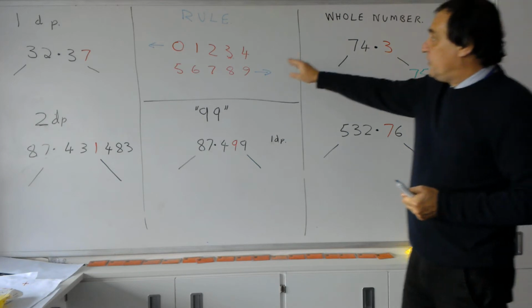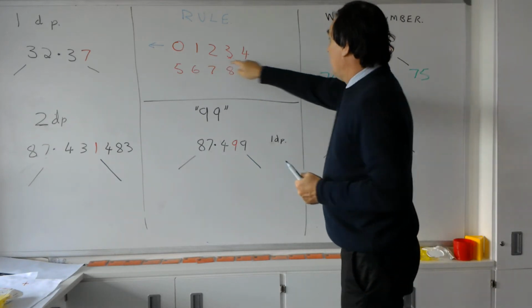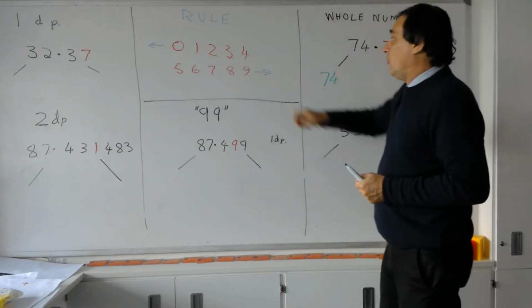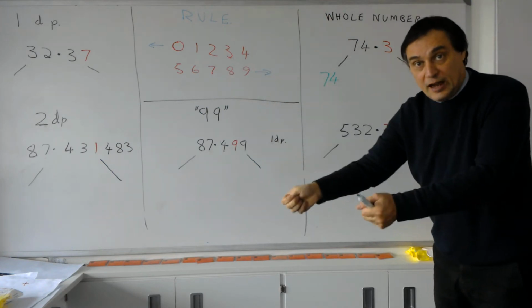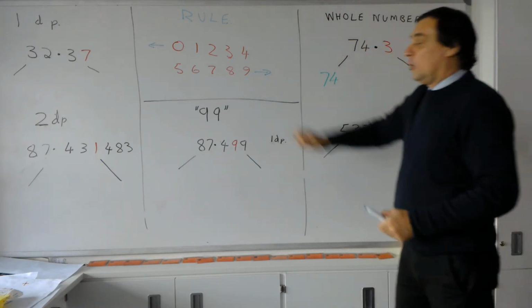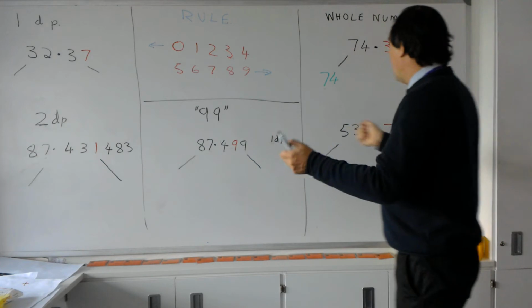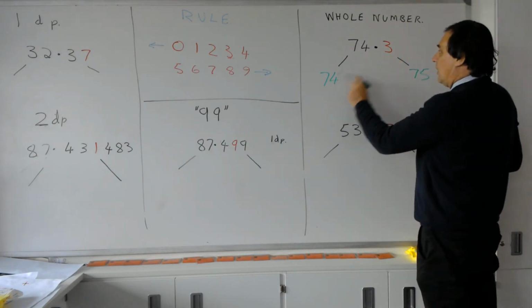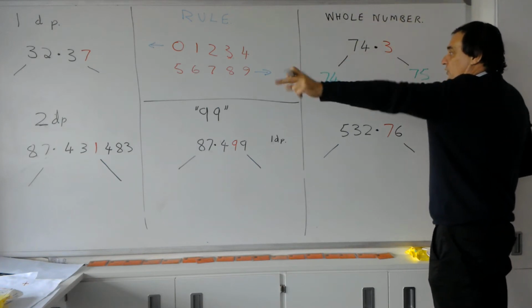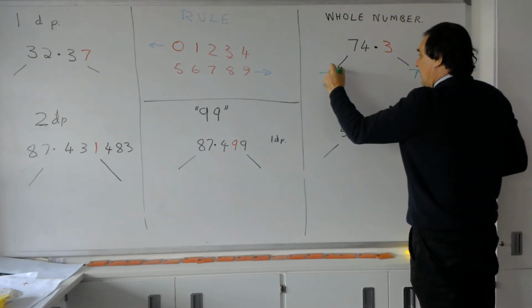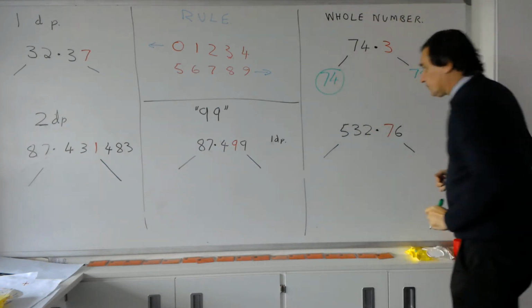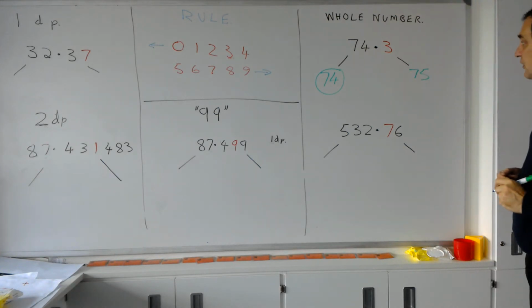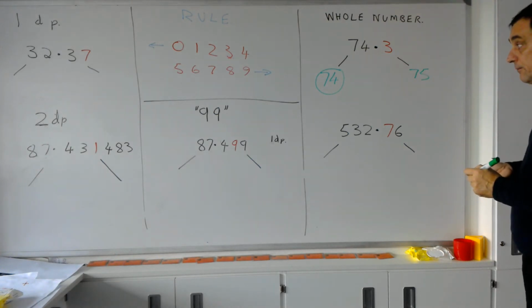So my rule is, if the red number is 0, 1, 2, 3 or 4, I've got to go that way, in other words round down. If it's 5, 6, 7, 8 or 9, I've got to go that way, in other words round up. So I've got a 3 here, so I've got to round down, in other words to the left as you're looking at it. The correct answer would be 74, to the nearest whole number.